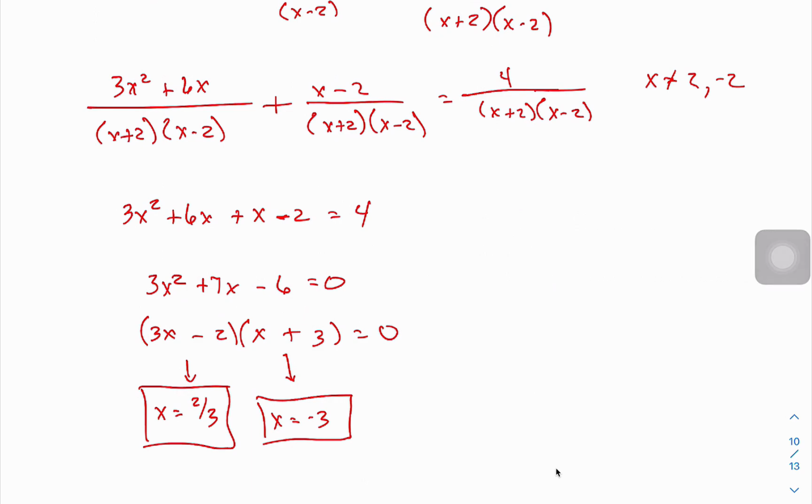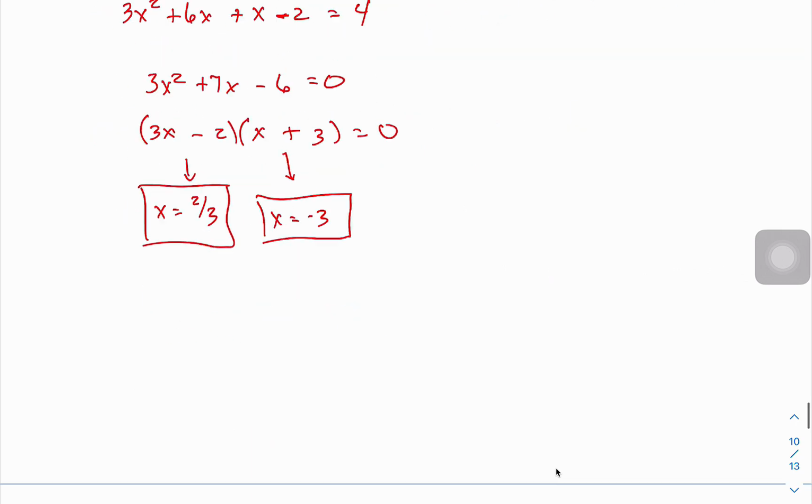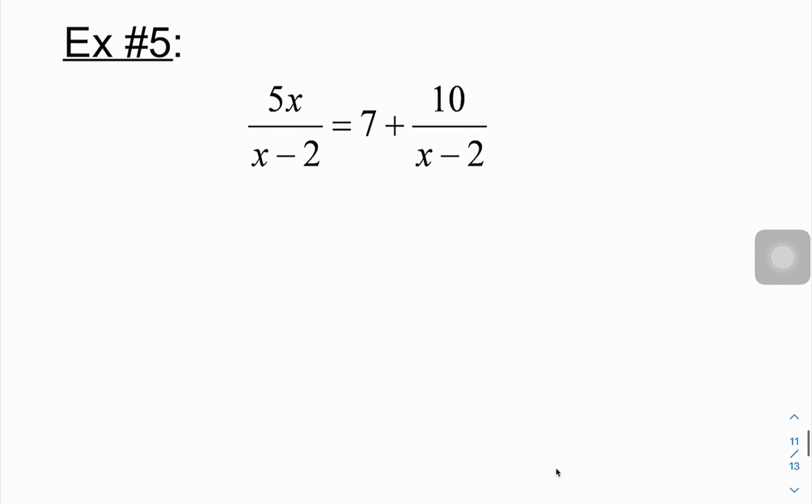All right, I want you to try one now on your own. Anybody have any questions before we move on? The feel I'm getting is that it seems like it's making sense. Go ahead and try that one. Example number 5. Try that one on your own.